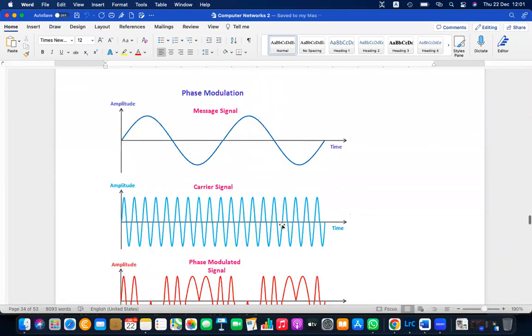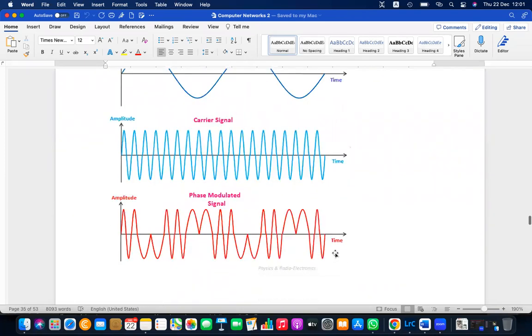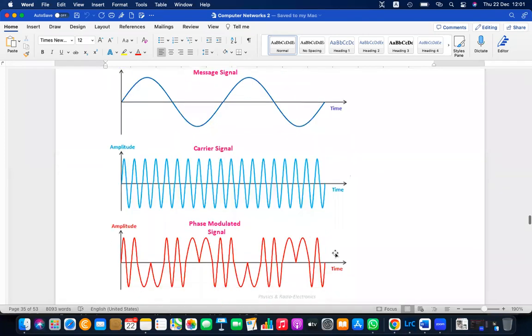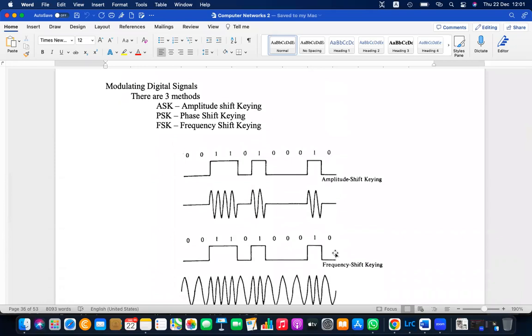Right, then when the signal is here, this image is good. This image is explaining this very well. This is the phase modulation, the phase modulated signal. Okay, then for digital signals also, you have 3 modulation techniques.